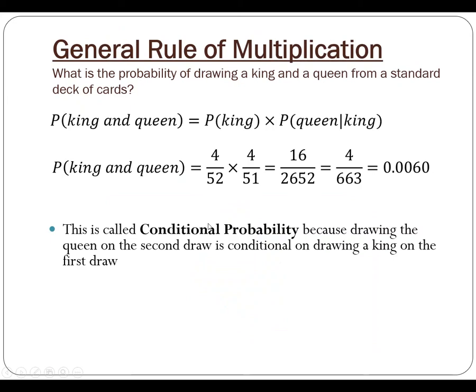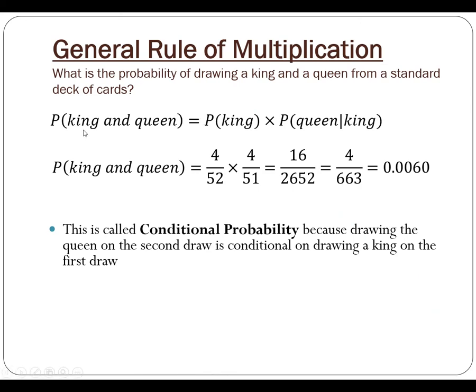Now, the general rule of multiplication. There are two rules of multiplication. We'll start with the general rule. This is sometimes called conditional probability, and we'll get to that in just a minute. But the question I have is, what is the probability of drawing a king and a queen from a standard deck of cards? Remember, we're talking about drawing both of those cards, not one or the other. That's why we were using addition. And represents we're doing multiplication because we want to do both of those events.